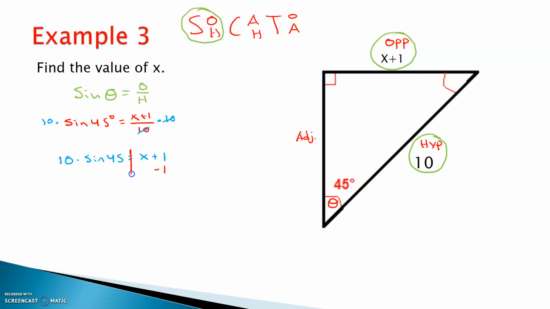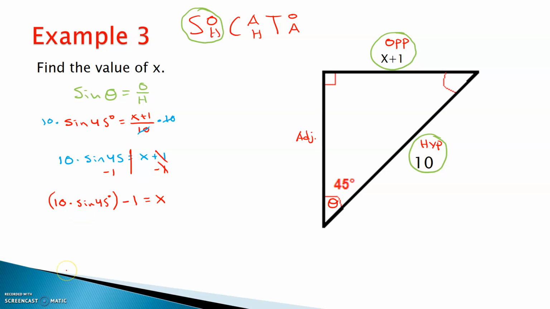Whatever I do to one side, I have to do to the other. But it's like, what the heck? Do you subtract the 1 from the 45, from the 10? Well, what we actually have to do is work this part out first. We're going to do 10 times sine of 45 degrees, just like we normally do. Whatever we get after that, at the very end, we're going to have to subtract 1 from our answer to get the value of x.